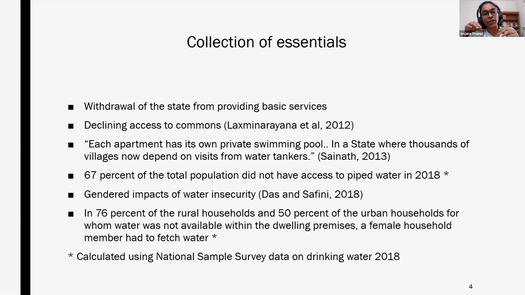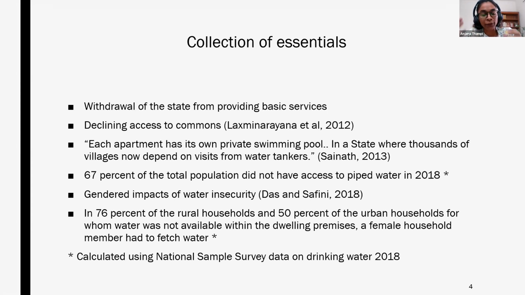And these are accounts which are specific to certain regions, but that's borne out by national level sample survey data, which indicates that 67% of the total population did not have access to piped water in 2018. And this water insecurity is, of course, itself a problem, but the effect of that is not really falling equally on all members of the household. There are ethnographic accounts which point to the gendered impacts of water insecurity, in that it's often the female members who have to travel quite long distances and spend quite a few hours in the day, in certain regions around 2 hours or 6 hours in a day, to collect water for just their daily use.